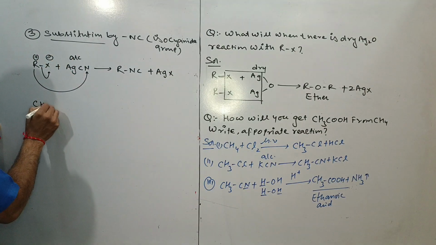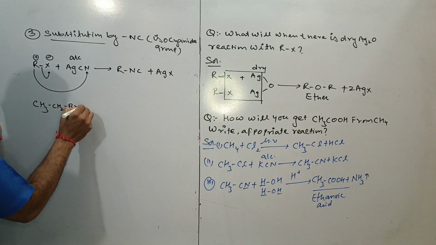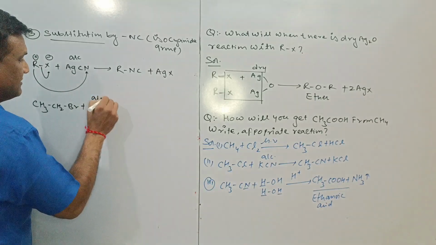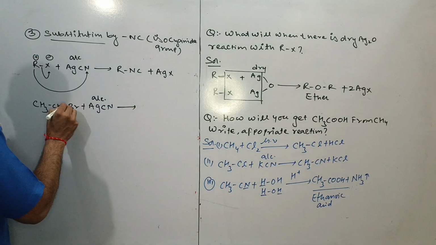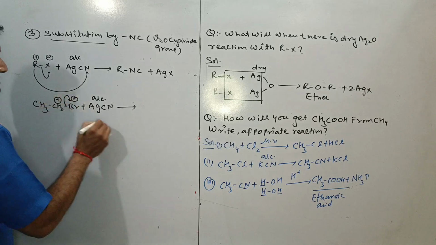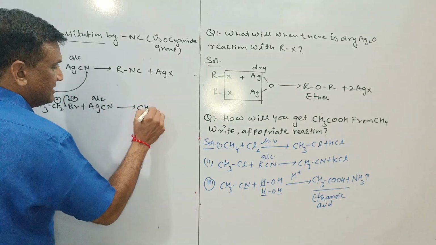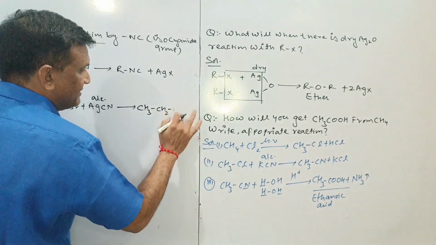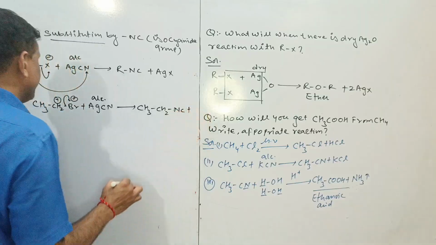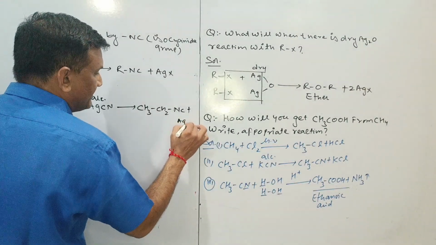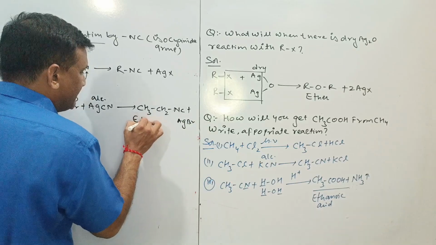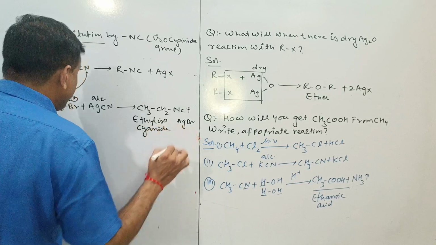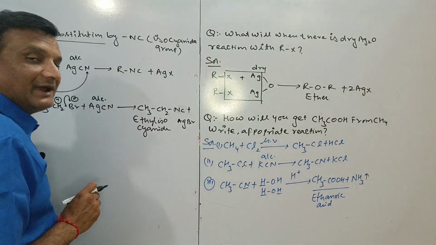Suppose we take CH3CH2Br on reaction with alcoholic AgCN. Here will be formation of CH3CH2NC, ethyl isocyanide, plus AgBr. Ethyl isocyanide is the common name.